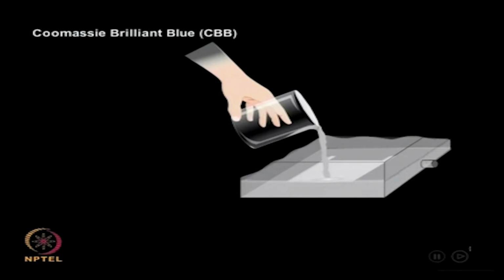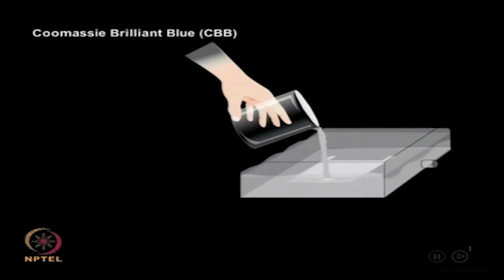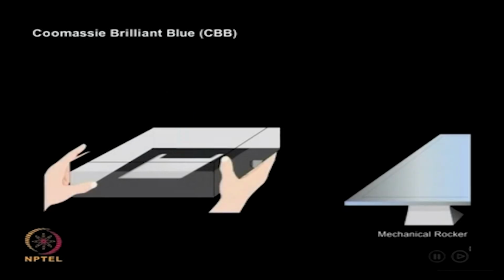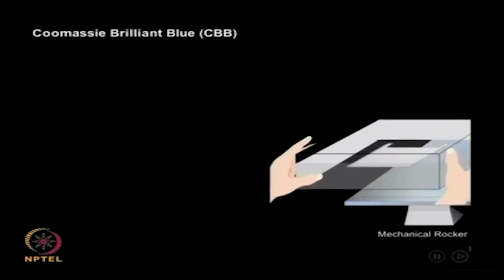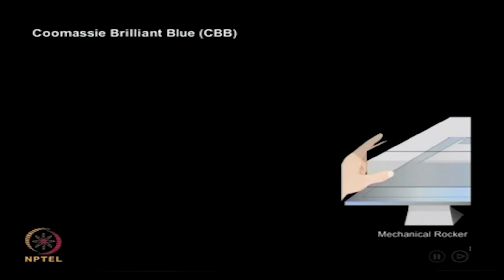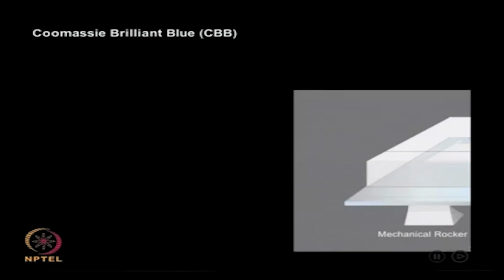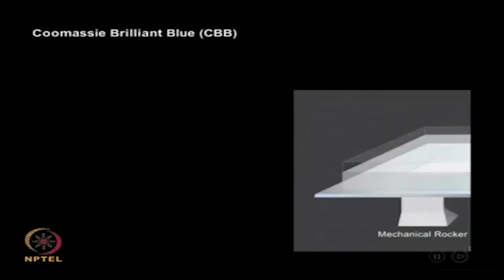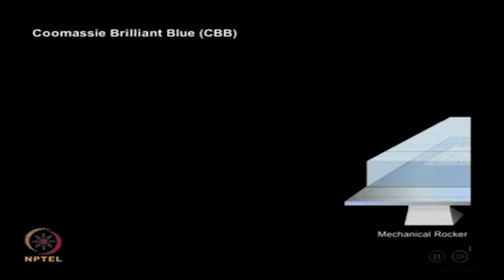Which consists of 50% methanol and 10% acetic acid to remove any excess dye that may be bound to the gel. Again, this process involves overnight, or at least 10 to 12 hours, of gentle shaking on the rocker.